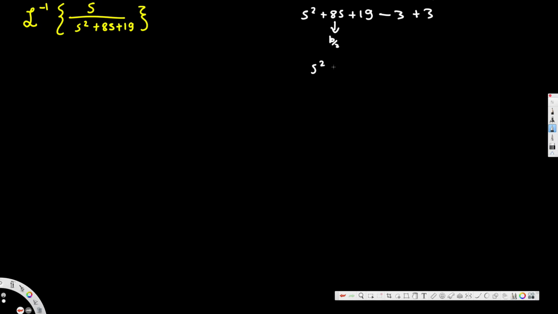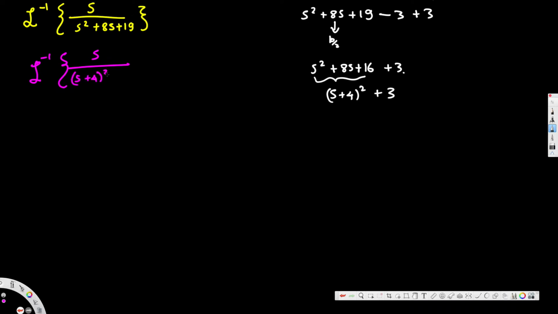We can write it as s square plus 8s plus 16 plus 3, and this one is a factor of s plus 4 square plus 3. Now we have a factor, so we can write this one like this. Okay, now let's go ahead and complete this one. So this is going to become Laplace inverse of s over s plus 4 square plus 3.